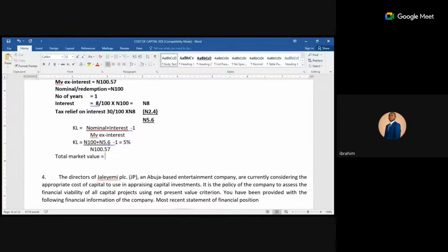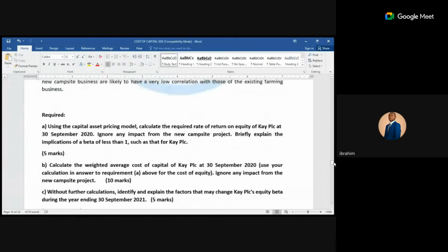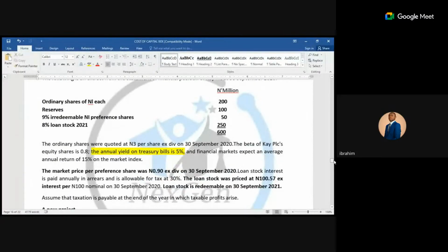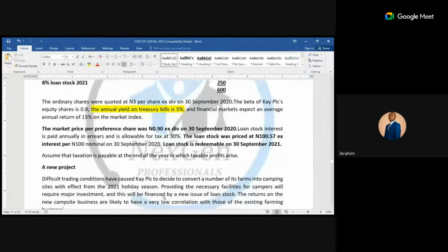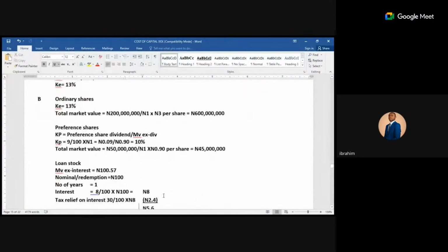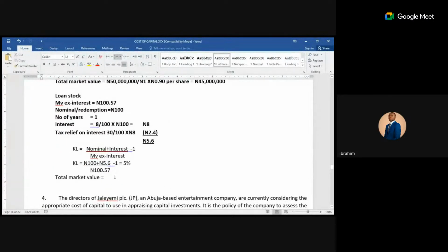What is the total market value of the loan stock? Quickly go back to our capital structure. 250, right? Are we still together? Yes, sir. 250. What is the nominal value of the loan stock?